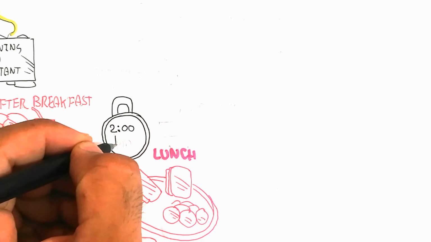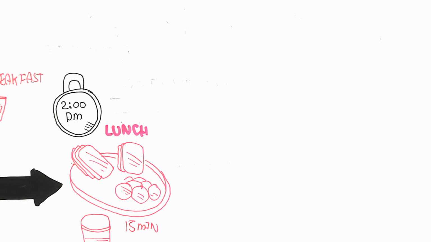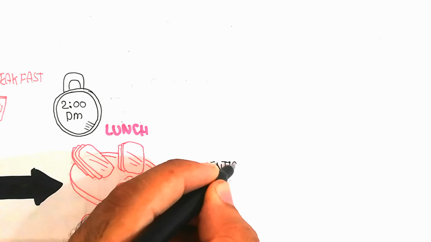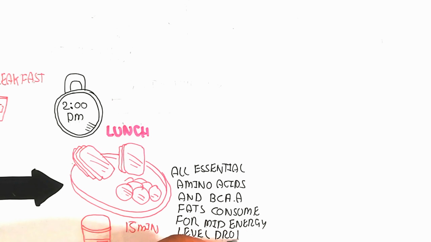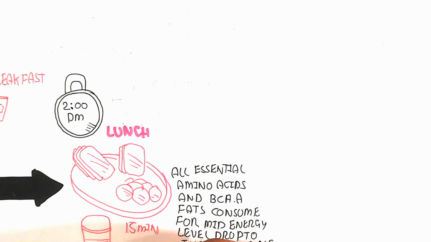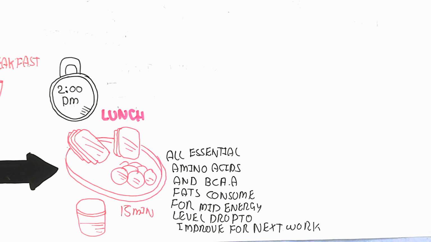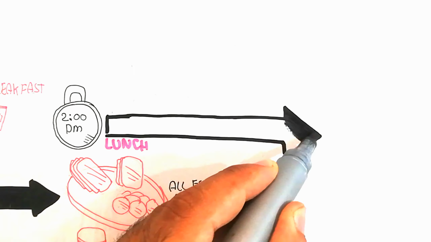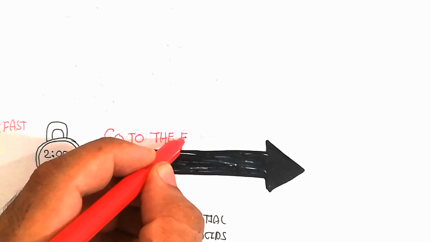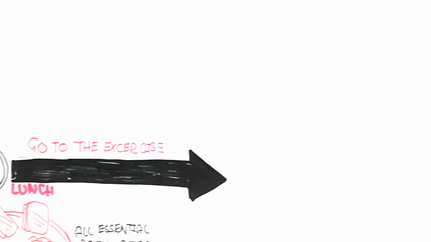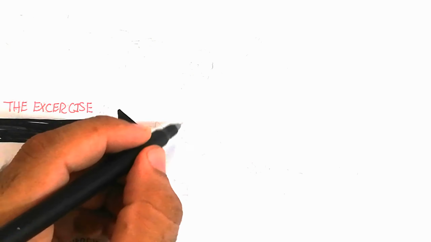Then after lunch at 2 p.m., you should eat food containing all essential amino acids and branched-chain amino acids, and fats, to counter the mid-day energy level drop and improve your next work. It depends on you. For example, you can take a supplement as well as other things and good food, and go to exercise after taking several minutes of rest.